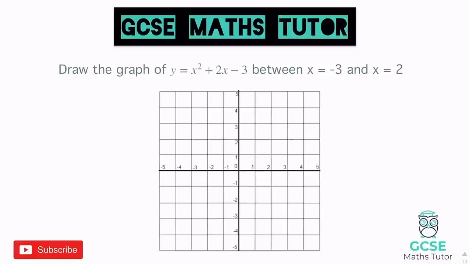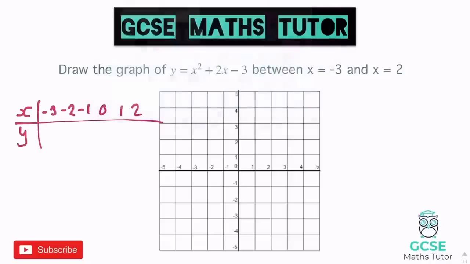Slightly different one, so draw the graph of y equals x squared plus 2x minus 3 between minus 3 and 2. Now again, I'm going to do a little table for this. So we have x and y, and it's between minus 3 and 2. So minus 3, minus 2, minus 1, 0, 1, 2.